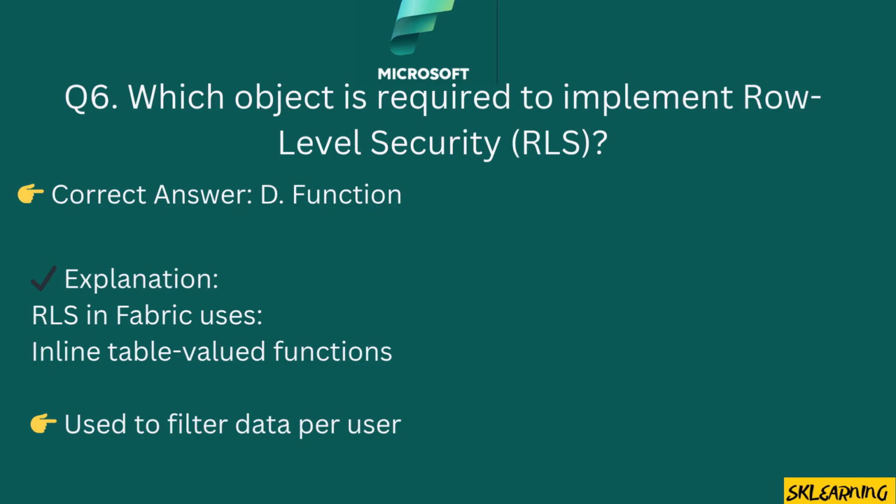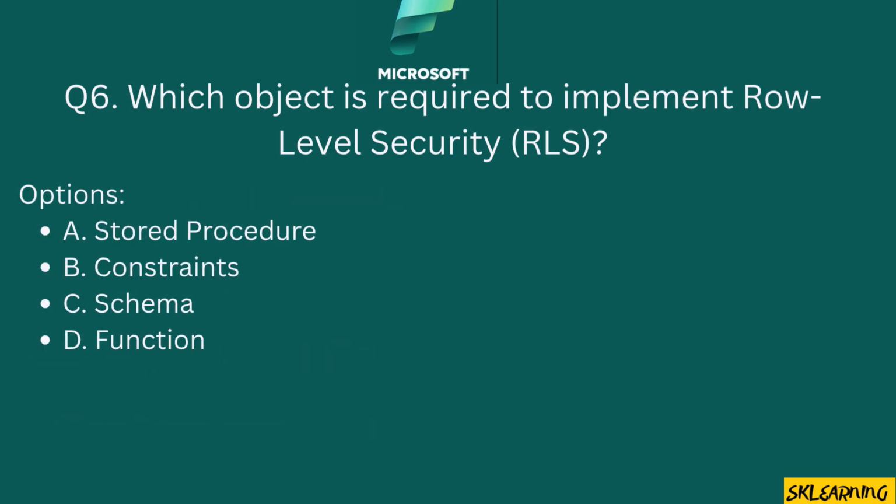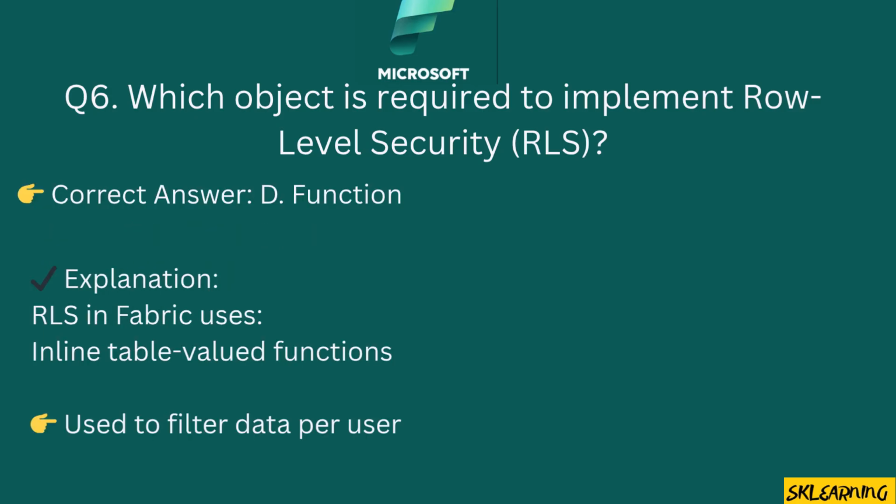Stored procedure is for execution logic. Constraints are for data validation. Schema is just a structure container. So remember, RLS always works with functions or row filtering.